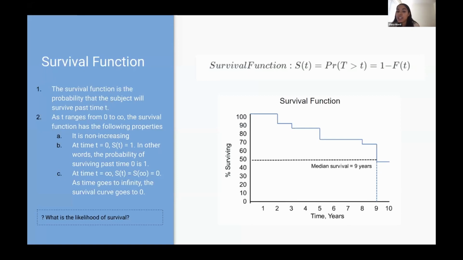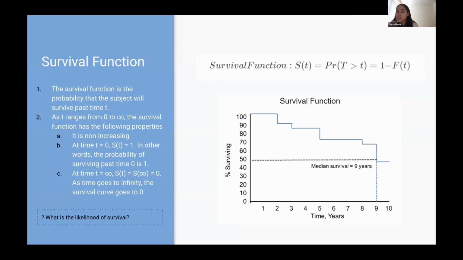So it's non-increasing. At time t equals 0, no events have happened, so the survival is always 100%. We haven't had the opportunity to have any events happen. And then at time infinity, we should eventually see the survival function go to 0.